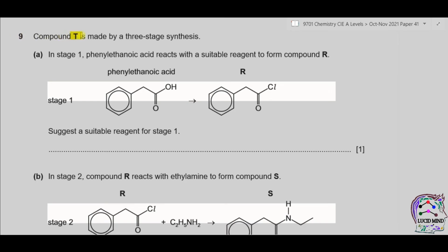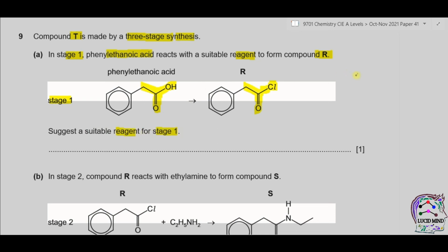Question 9. Compound T is made by a 3-stage synthesis. Part A, in stage 1, phenyl ethanoic acid reacts with a suitable reagent to form compound R. This is stage 1. This is phenyl ethanoic acid, as we have a 2 carbon carboxylic acid present with the phenyl. And this is R, as we have a 2 carbon acyl chloride present. Suggest a suitable reagent for stage 1.